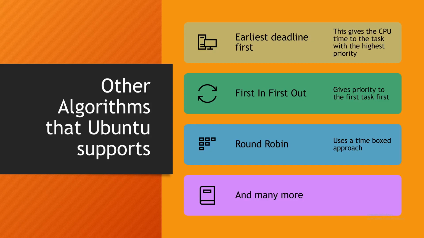Now, Ubuntu supports a ton of different algorithms, like earliest deadline first, which gives the CPU time to the task with the earliest deadline, first in, first out, which is obvious, and round robin, which is a time-boxed type of algorithm, and it supports many, many more. So now let's go on to memory management.